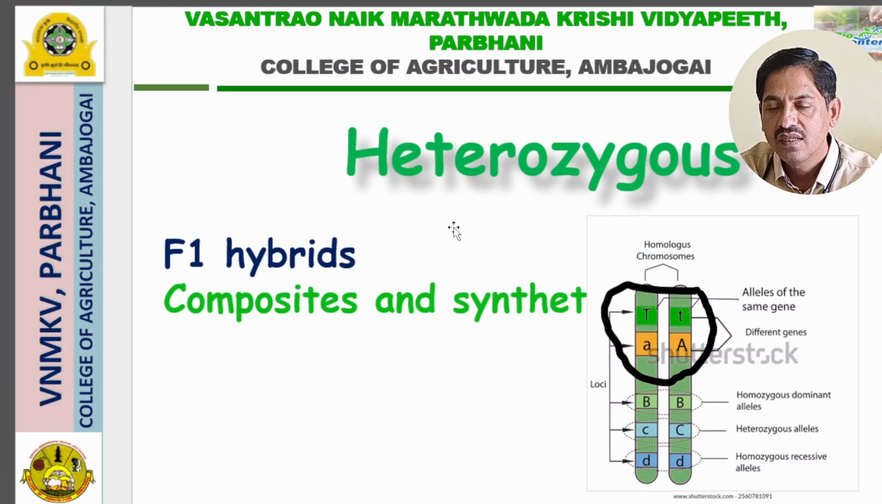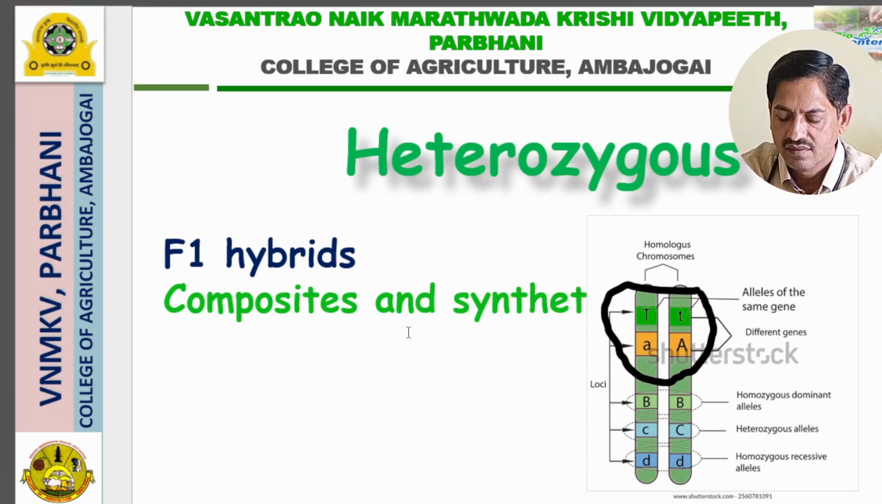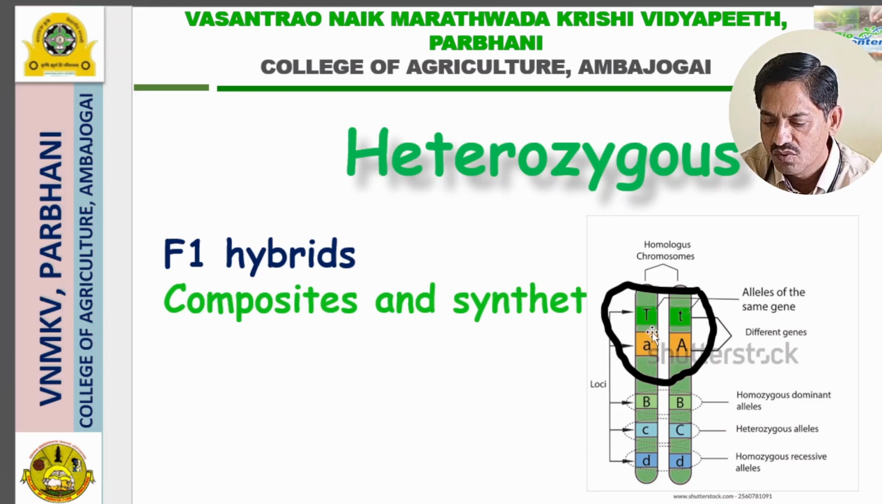The fourth one is heterozygous population. As we discussed, the F1 hybrids are always heterozygous in nature, and composites and synthetics are also heterozygous in nature, because in case of composites this is a mixture of several genotypes together. And in case of synthetics, the F1 seeds of some inbred lines are mixed together to constitute the synthetics. You can see one homologous chromosome has capital T, and another chromosome has small t. That's why there are dissimilar alleles at the corresponding loci.